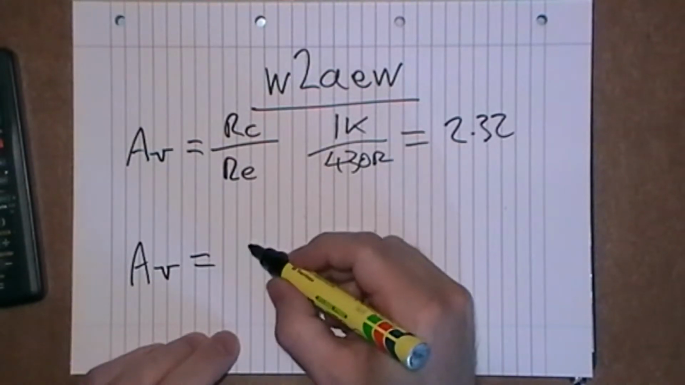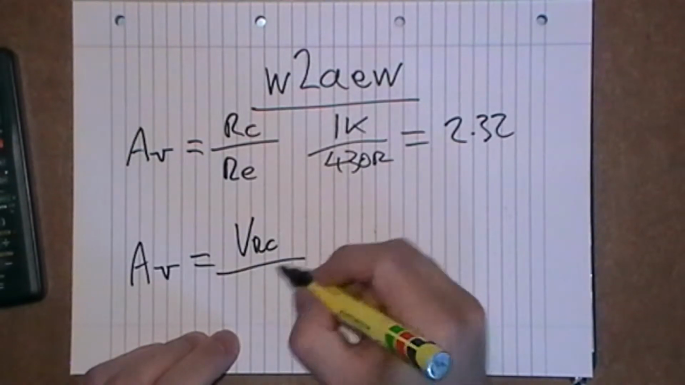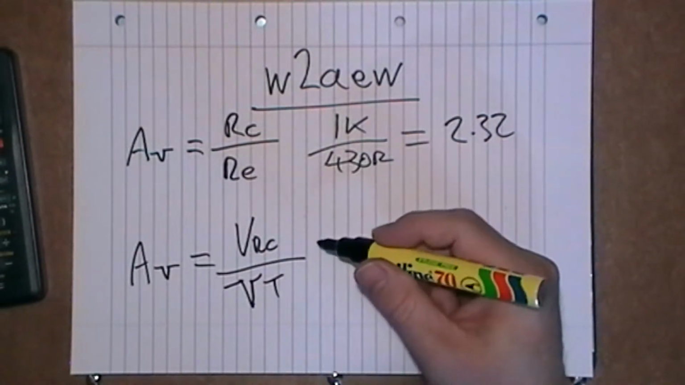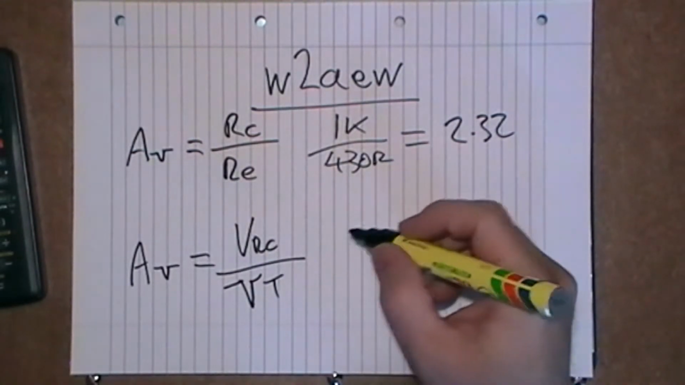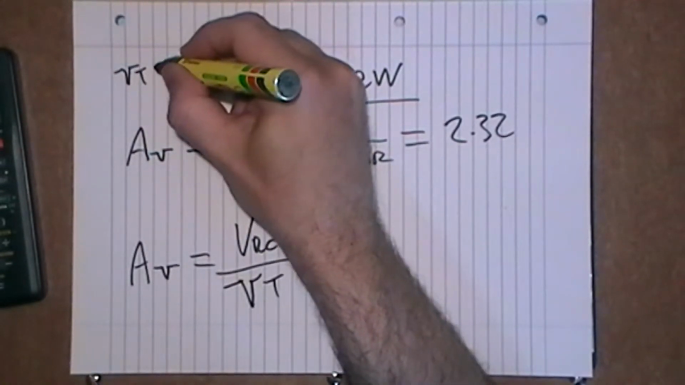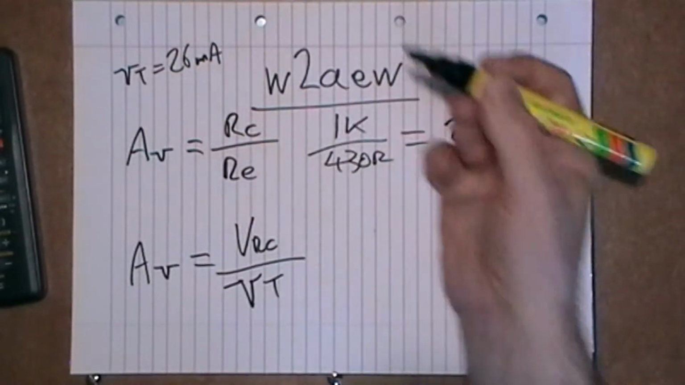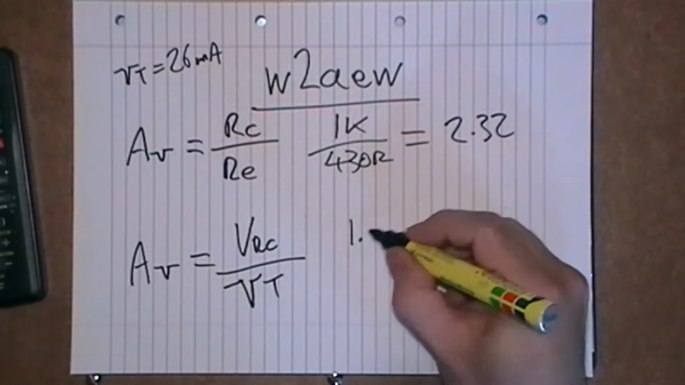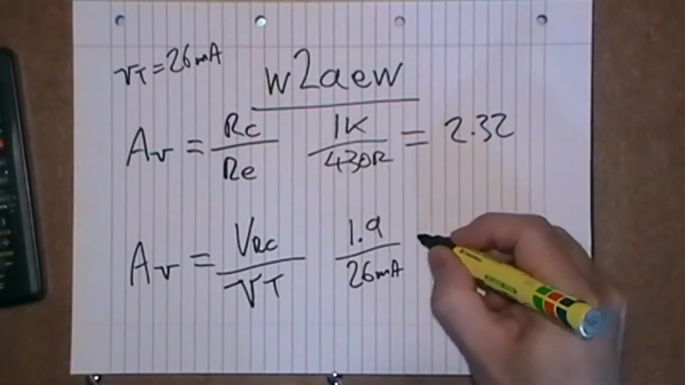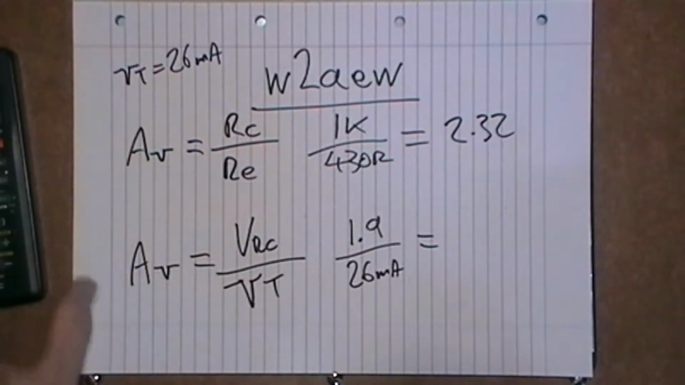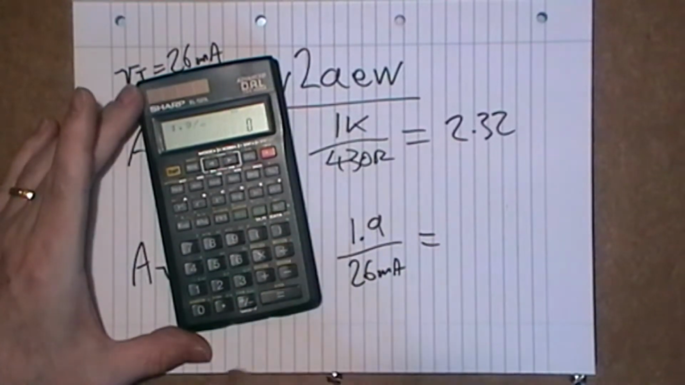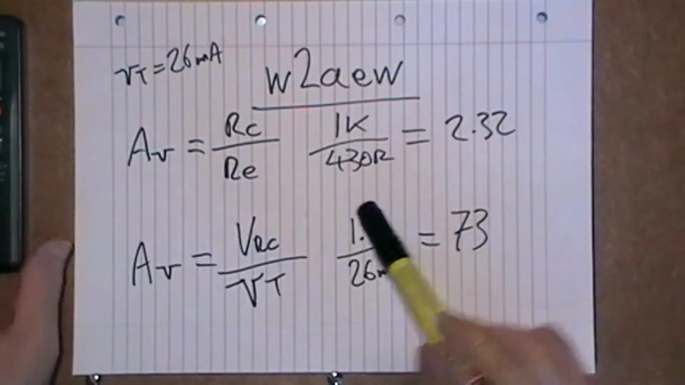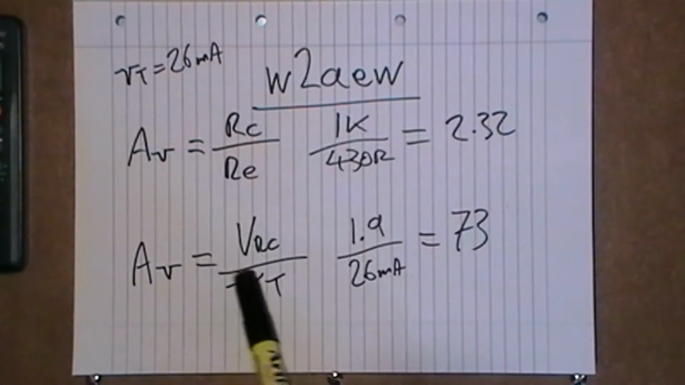Second one, for the gain, is voltage across the collector resistor divided by VT, which I believe is thermal voltage, which from the information I've read equals 26 millivolts at room temperature. I'll just take it as read that that's what it is. So I've got 1.9 volts divided by 26 millivolts, 1.9 divided by 0.026 gives me 73, and that equation is if I put a bypass capacitor across the emitter resistor.